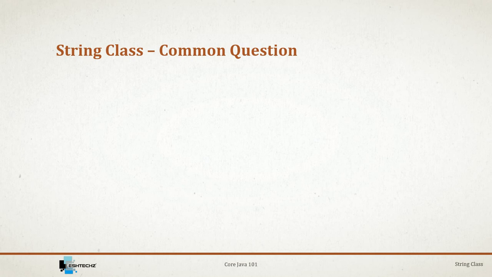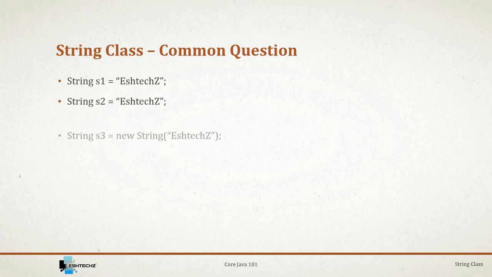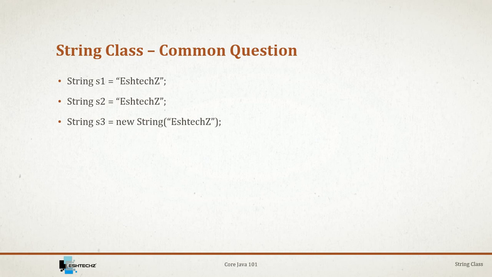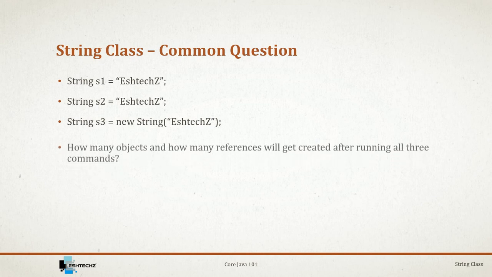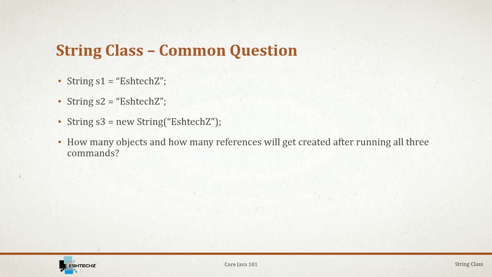Now let's take a look at a common question which gets asked very often in an interview. So the interviewer will give us these three lines wherein the first one is String s1 = "EshtechZ", String s2 = "EshtechZ", and String s3 = new String("EshtechZ"). And the question will be how many objects and how many references will get created after running all three commands. So we have seen if we already have a literal in constant pool, JVM will assign the same reference back.